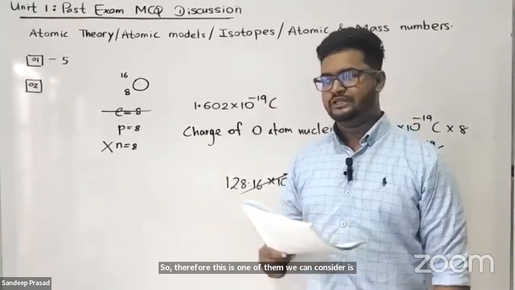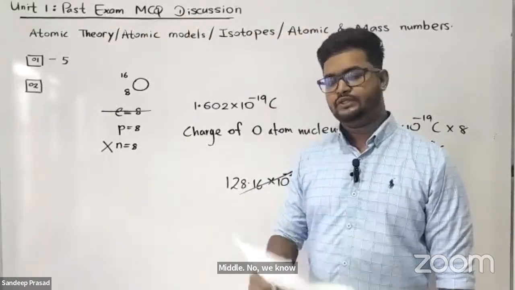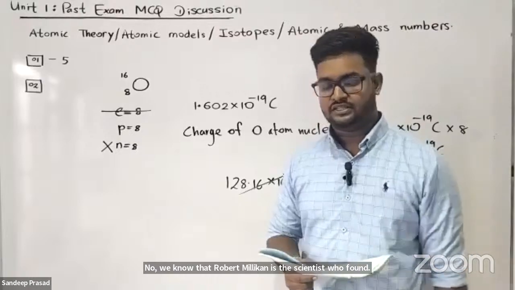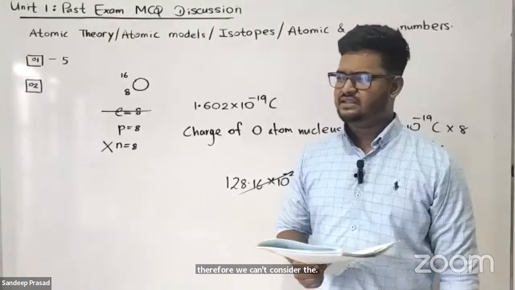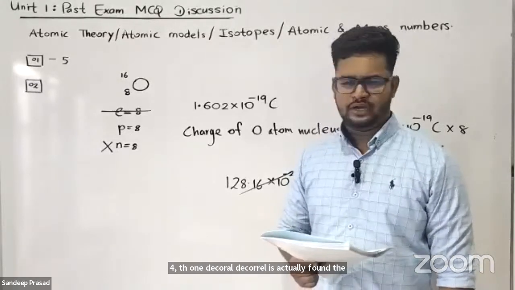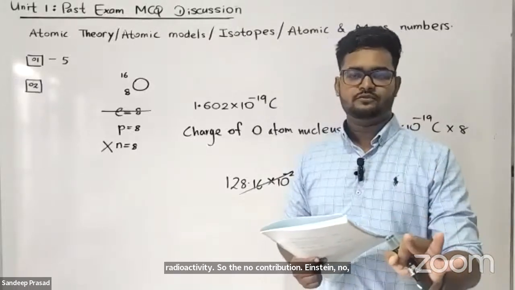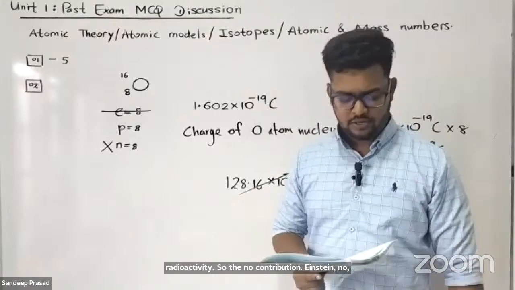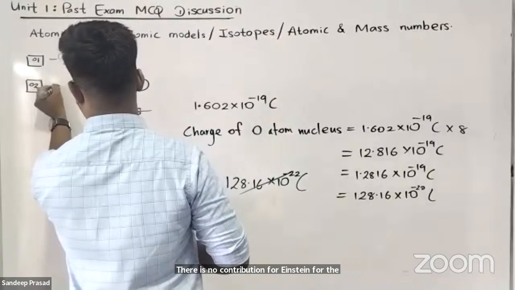Millikan, no. We know that Robert Millikan is the scientist who found the charge of an electron by doing the oil drop experiment. So we can't consider the third one, Millikan. Fourth one, Becquerel. Becquerel found radioactivity. So no contribution. Einstein, no. There is no contribution from Einstein to the development of the atomic nucleus. So easily you can go for the answer. Question number 2, the answer is the second one. Pass them.